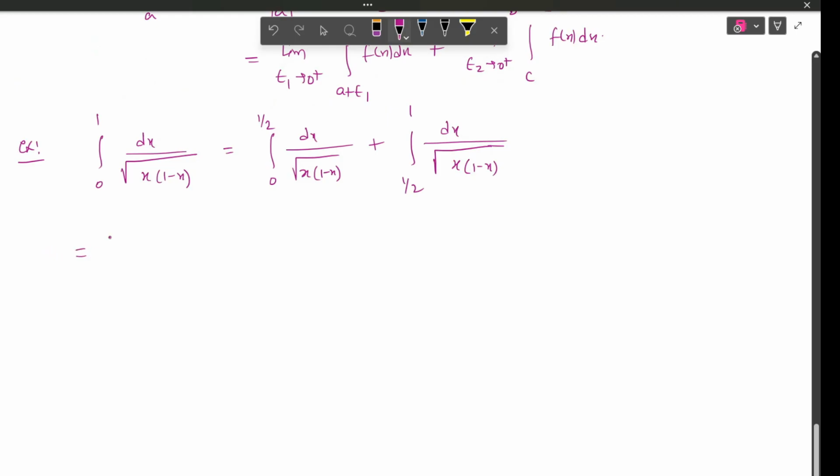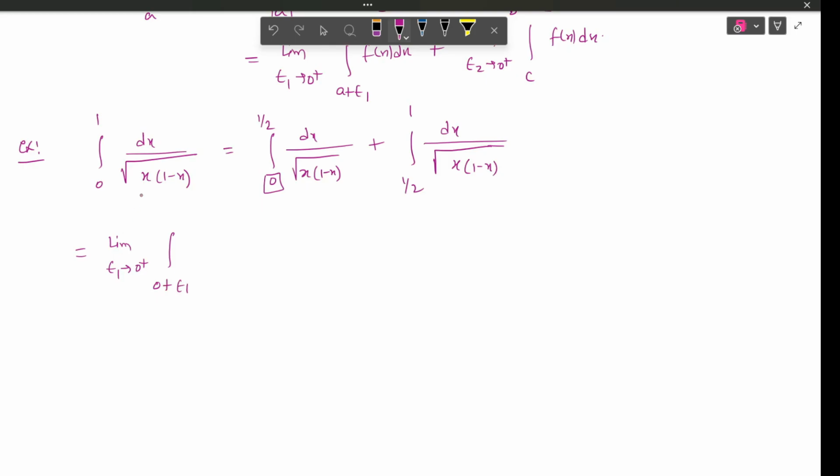So if we apply type 1, limit epsilon 1 tends to 0 plus, we have a point of discontinuity at the lower limit, so we have to add a positive quantity. So it will be integral from 0 plus epsilon 1 to half, dx by, now we can write this as, okay, this is square root of x into 1 minus x. So we can say that this is x minus x square.